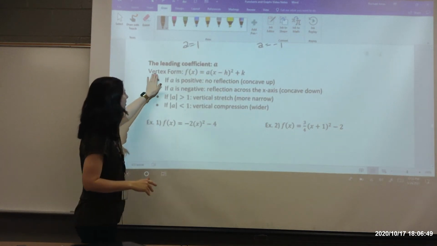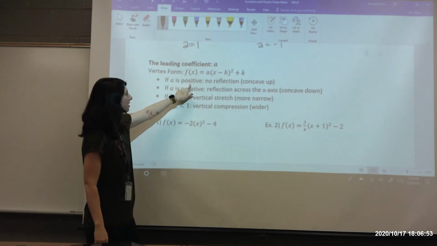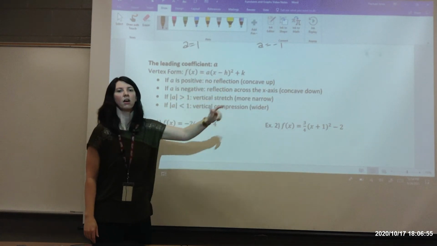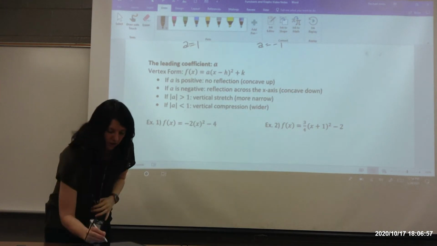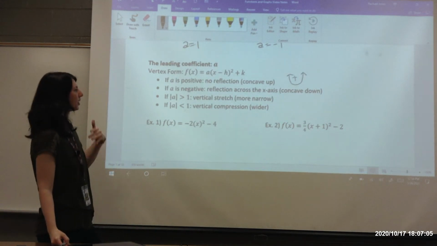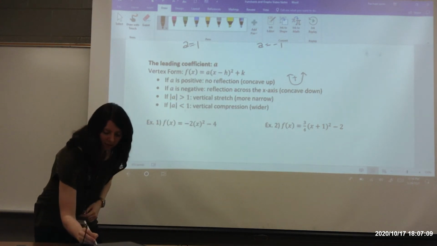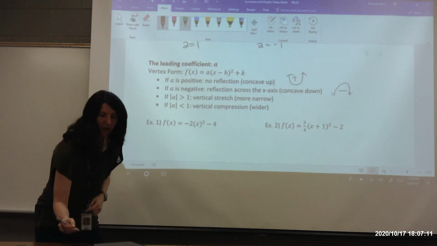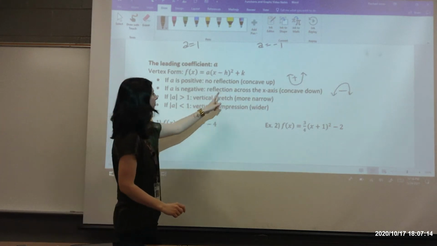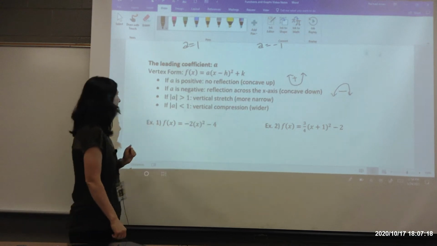And this is where I wrote it out all officially. When you're looking in vertex form, your A is in front. If A is positive, there's no reflection. We call that concave up. So it looks like this. I like to say if A is positive, then it's like a smiley face. So it's going up, concave up. If A is negative, then it's like a frowny face. Concave down, which we call a reflection across the x-axis.